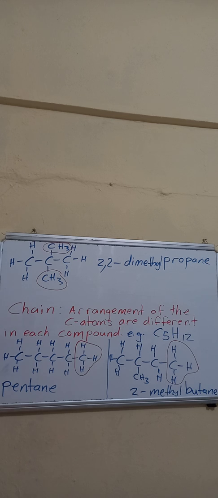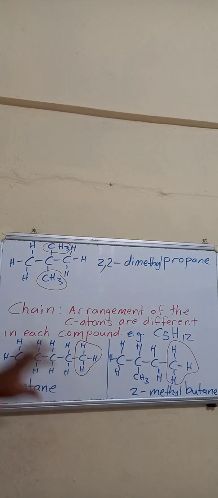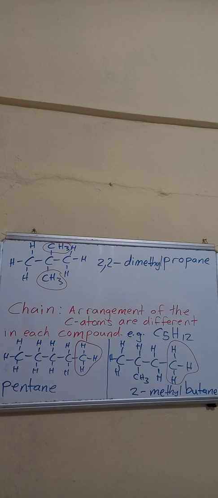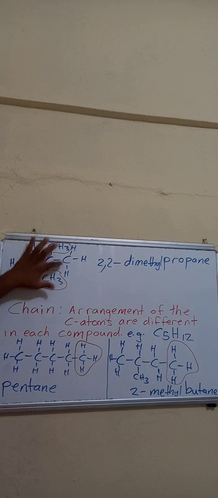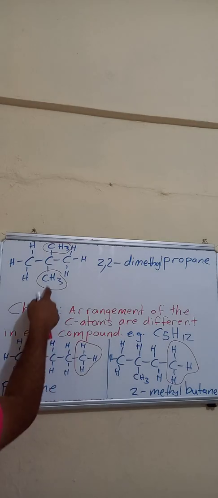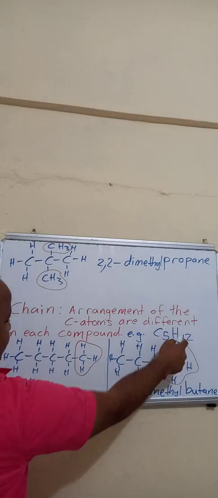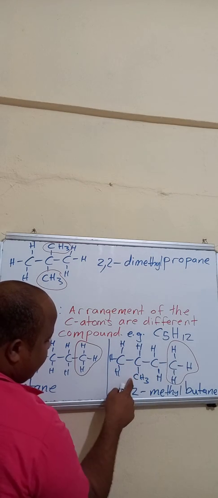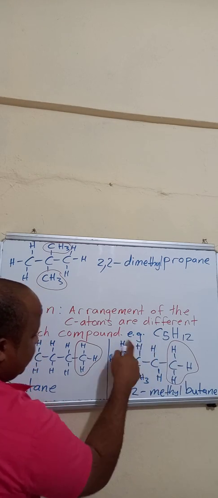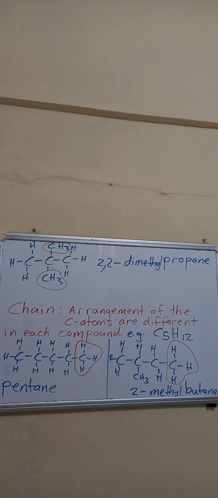So if you want chain isomers, you must change the arrangement of the carbon atoms in the compound. And of course, the molecular formula must be the same. So if you check, 5 carbons, 3, 6, 9, 12 hydrogens. 5 carbons, 3, 5, 7, 9, 12 hydrogens. Again, 5 carbons, 3, 6, 9, and 3, 12 hydrogens. So all of them have the same molecular formula, but the arrangement of the carbon atoms is different.